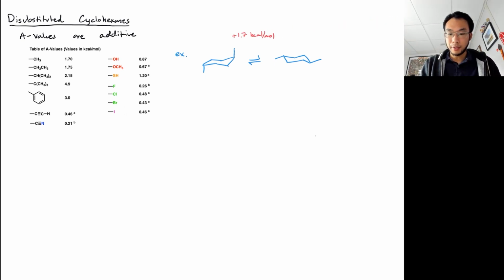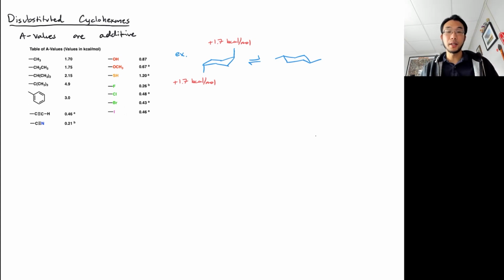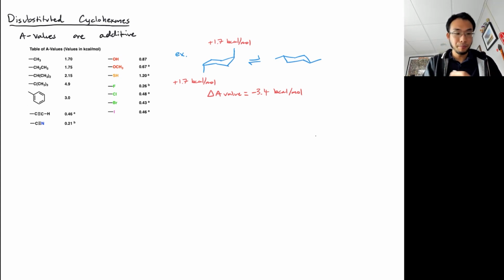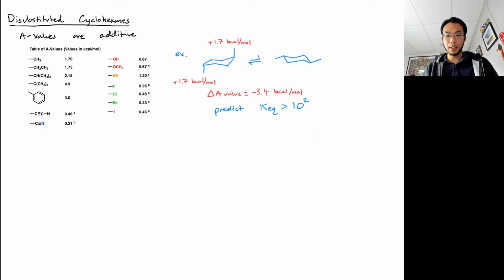So on the left here, the one methyl group axial must be worth 1.7 kilocalories per mole. The other one is also axial, so another 1.7 kilocalories per mole. On the right, there are no axial groups, so I have no A values to contribute, which means that overall my delta A value is negative 3.4 kilocalories per mole. That would then lead me to predict that the equilibrium constant should be over 10 to the 2 in favor of the right side. You can go through the math and find that K_eq will be about a few hundred.